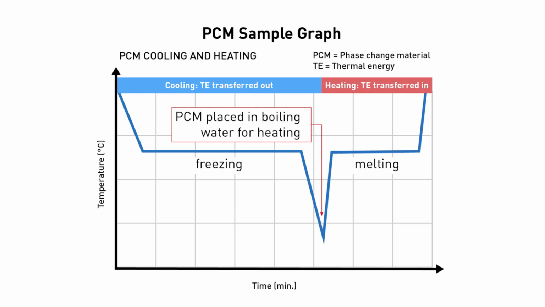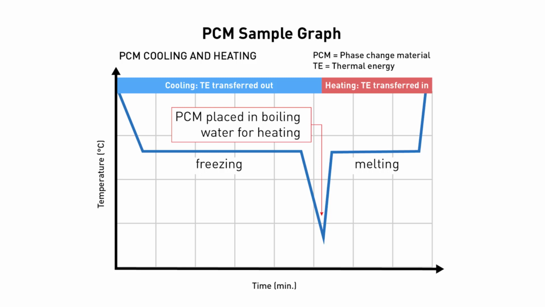Why do you think the melting process takes less time than the freezing process? We are actively heating the PCM in boiling water, so the rate of thermal energy transfer during melting is faster than during freezing. During cooling, thermal energy is transferred out at a slower rate than the thermal energy being transferred in. The difference in the time for the phase change is because, due to the very high temperature of the boiling water, thermal energy is transferred to the PCM during heating much faster than it is transferred out during cooling at room temperature.